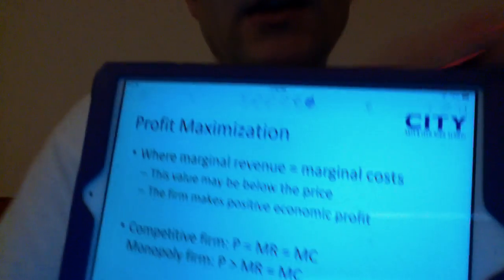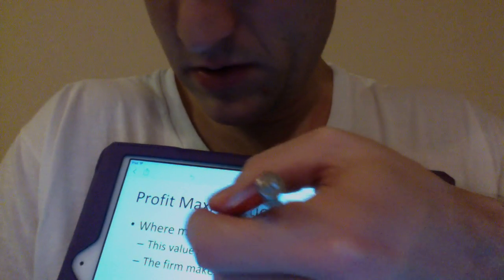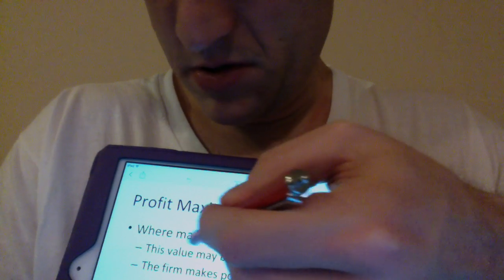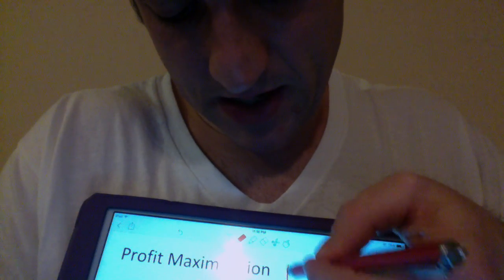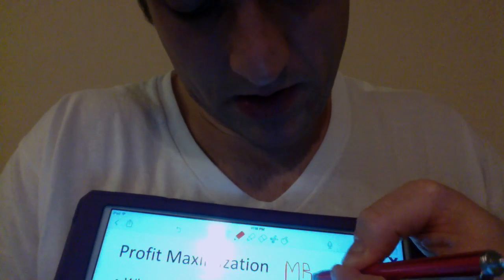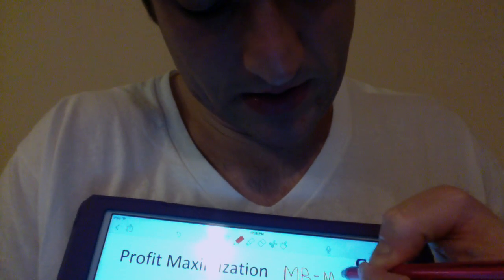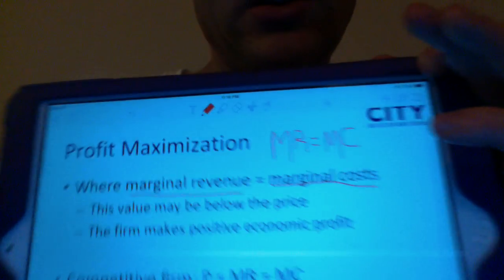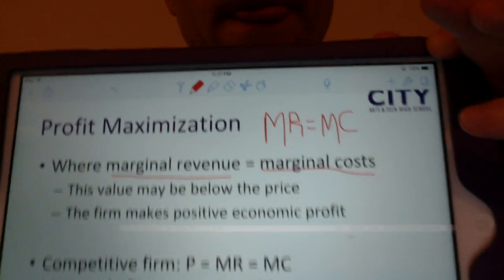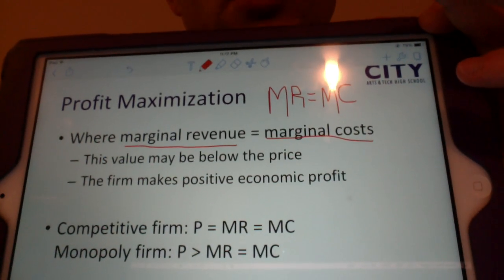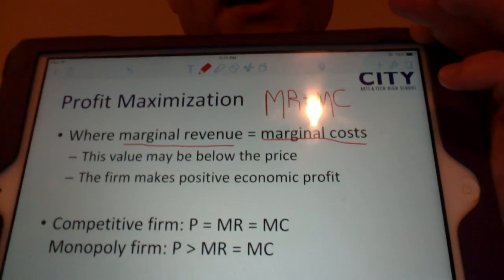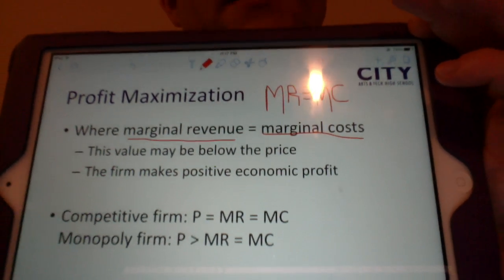So key, marginal revenue equals marginal cost. Say it to yourself. And we can think of this as MR equals MC. This is the exact same decision. Marginal revenue equals marginal cost. This is the exact same point that a firm in perfect competition was going to sell at. However, we're going to end up with a different situation because the price is not necessarily the same as the marginal revenue. So this point might actually be below the price you can sell at.